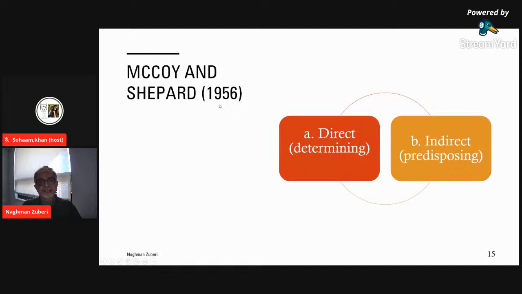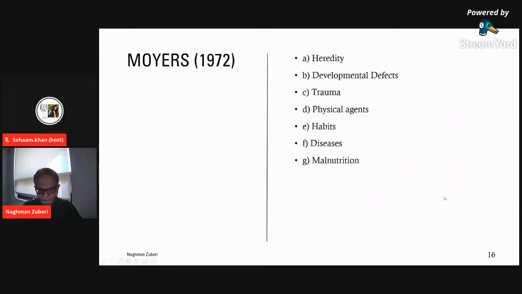In 1956, McCoy and Shepard classified the factors as direct, the determining, and indirect, which were predisposing. Both the direct and indirect factors were actually interdependent and were working together.